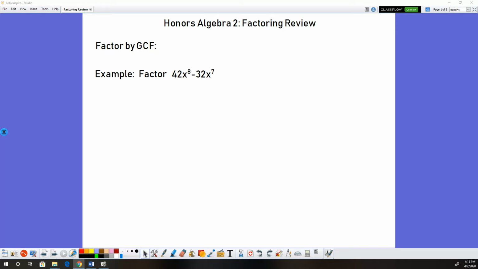Hopefully the first couple weeks have gone okay and you've kind of settled into a routine. Things are getting a little more normal, hopefully. But before we go on to 7.3, I wanted to take a week to review factoring.